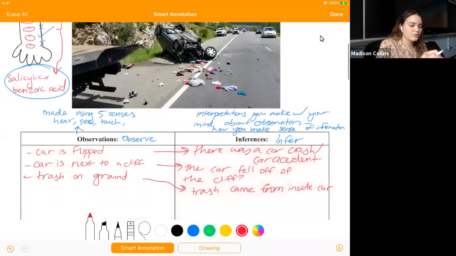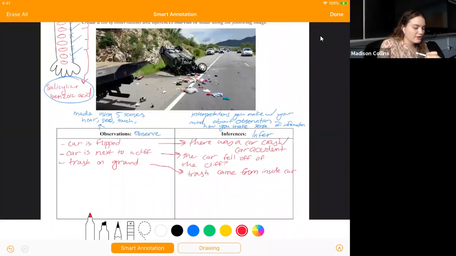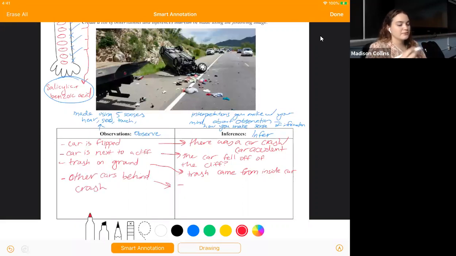All right, and let's make one more observation. I can also observe that there are a lot of cars behind this crash. So other cars behind crash. So what can I infer based on that? Well, maybe heavy traffic caused this accident.